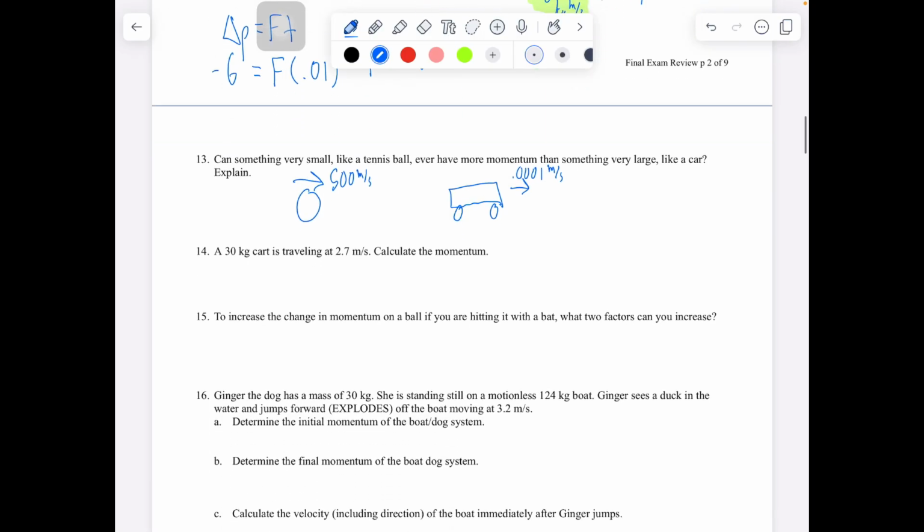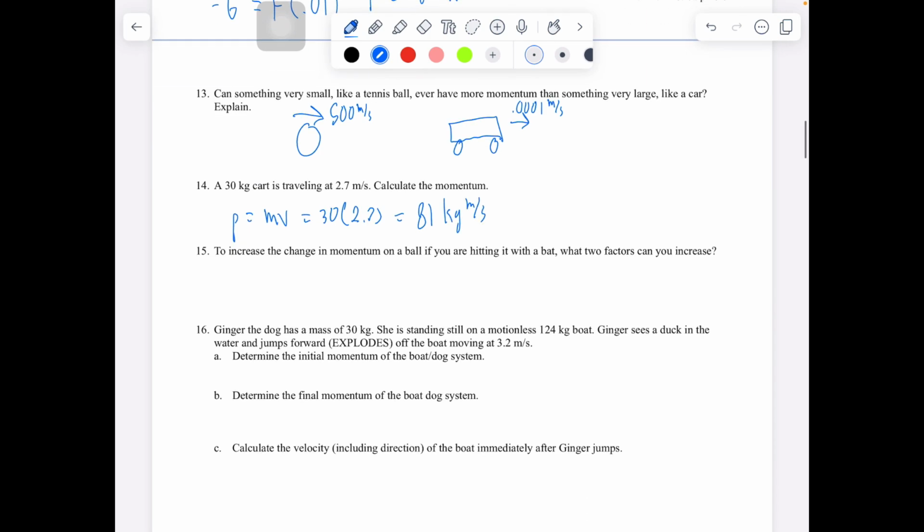A 30-kilogram cart is traveling at 2.7 meters per second. Calculate momentum. Very straightforward question. P equals mv. Plug in your mass of 30. Plug in your velocity 2.7. Do your math. Bing, bang, boom. What's our answer here? 81. Our units, it's momentum. Kilogram meters per second.